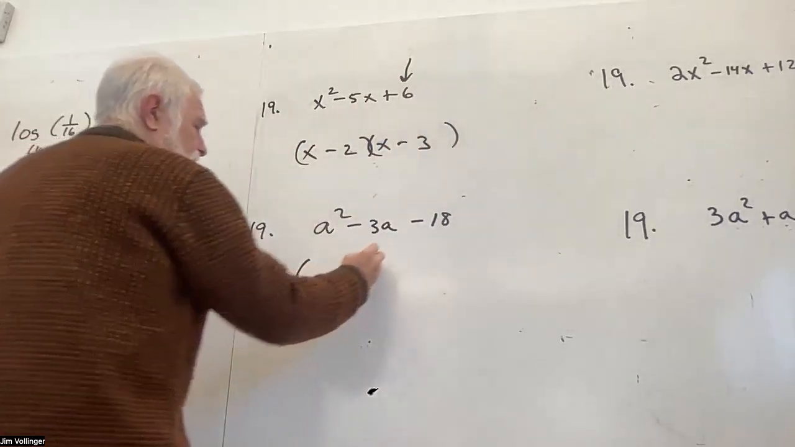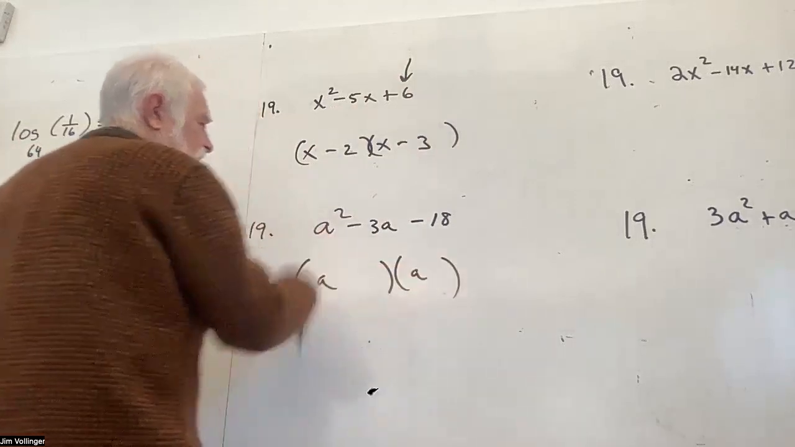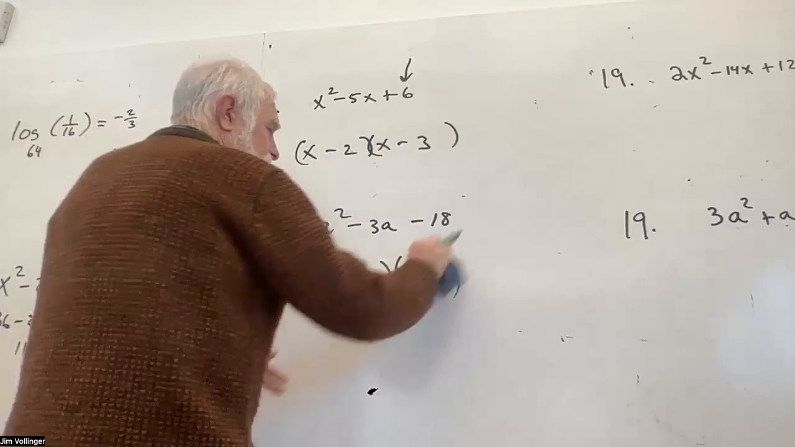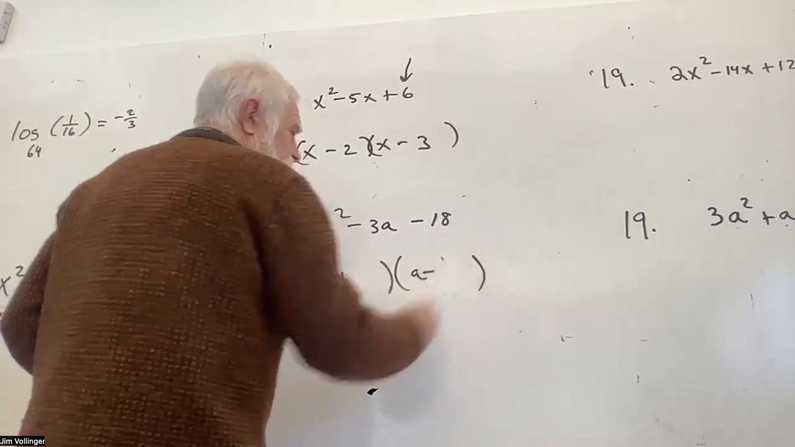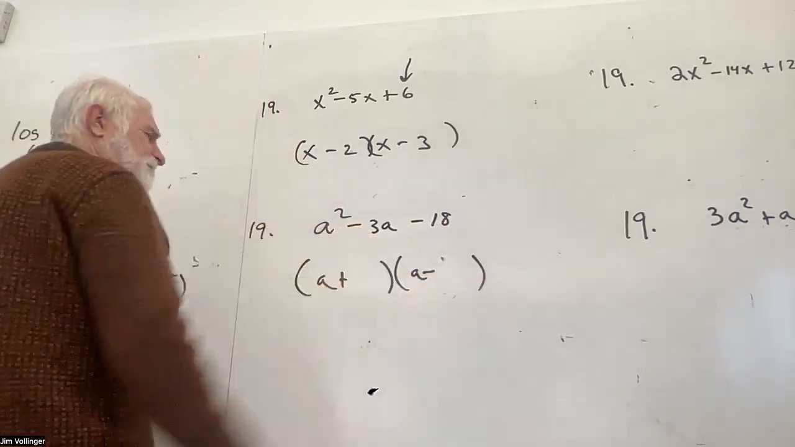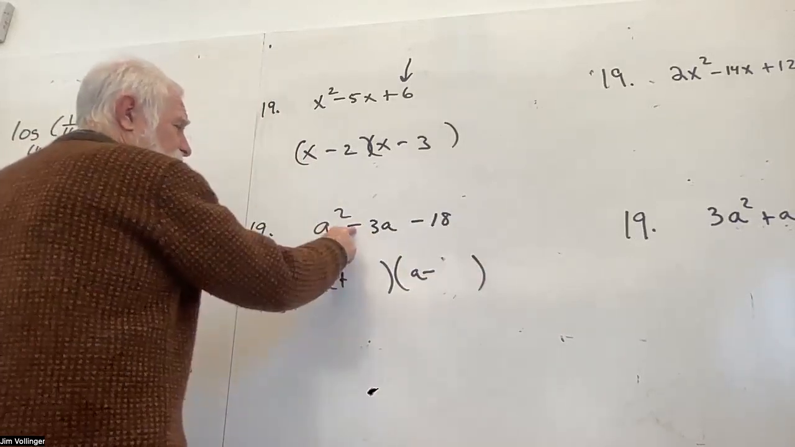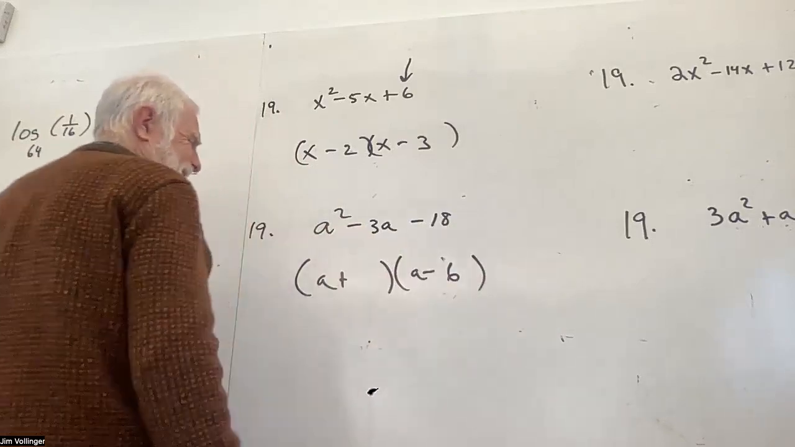A times A. It's another way of saying A squared. Looks like I got to have a plus and a minus. Let's make that a little larger. And I'm looking for factors of 18 that are 3 apart. Sure looks like a 6 and a 3, and I want the negative. I better put the bigger one with the minus sign.